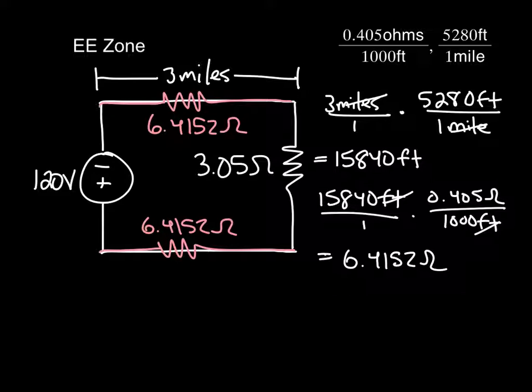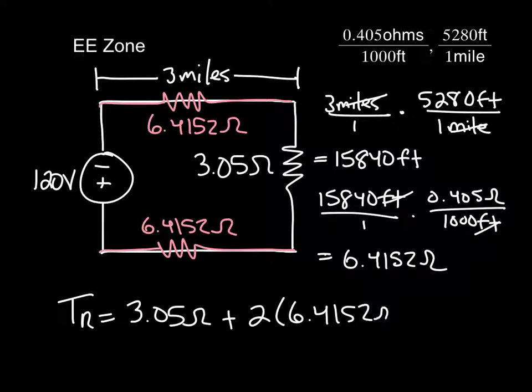So our total resistance for this circuit will be given as our load, 3.05 ohms, plus 2 times 6.4152, or 15.8804 ohms.